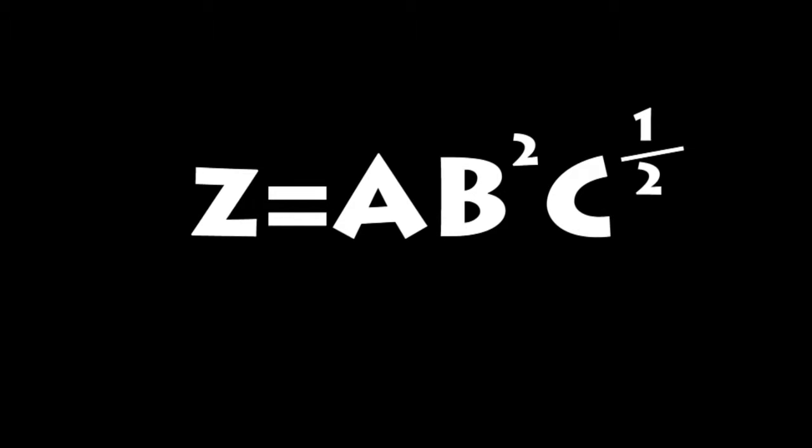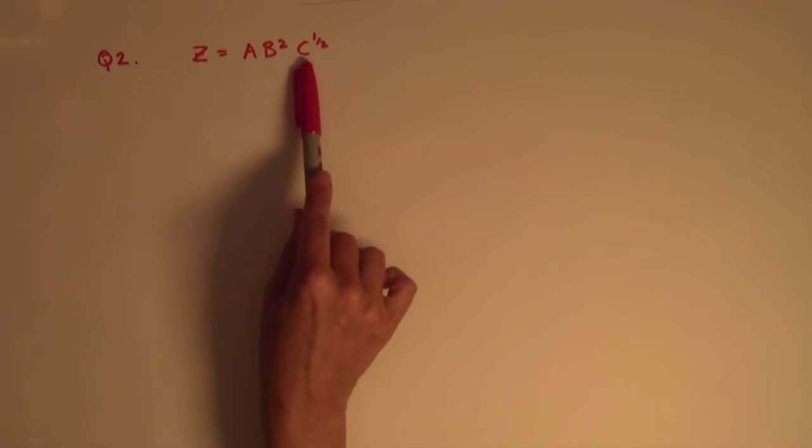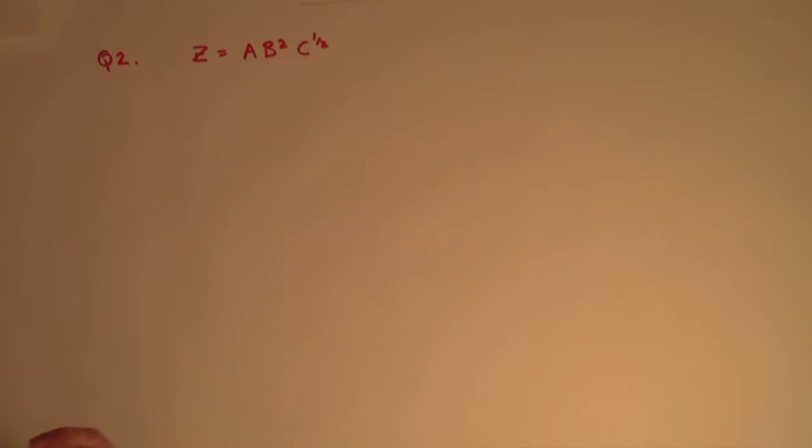Okay, we're going to have a look at question 2 on the assessed homework now. Question 2 is finding the error associated with z, which is a times b squared times c to the power of a half. So that's a b squared c to the power of a half, where being raised to the power of a half is the same as the square root of.